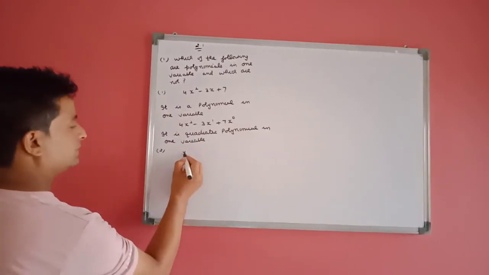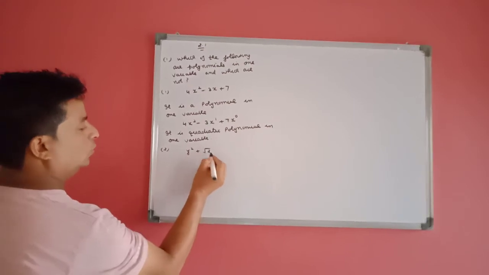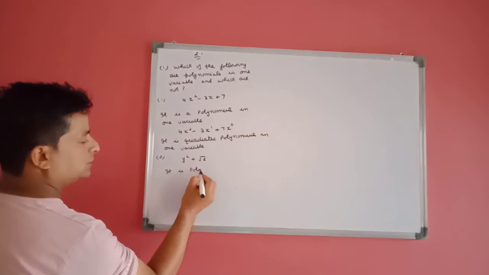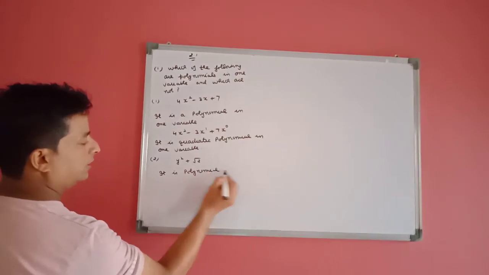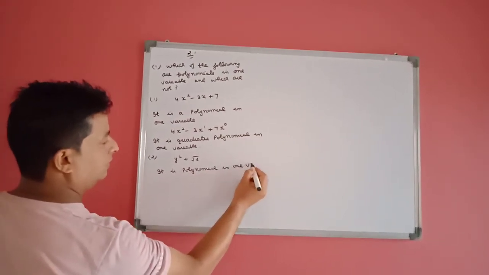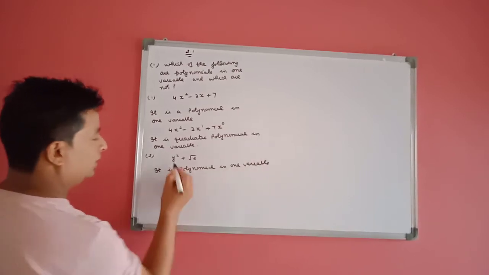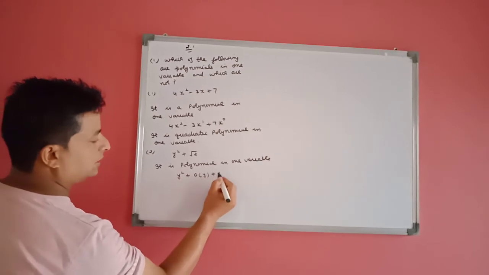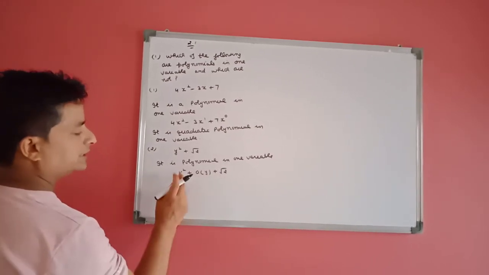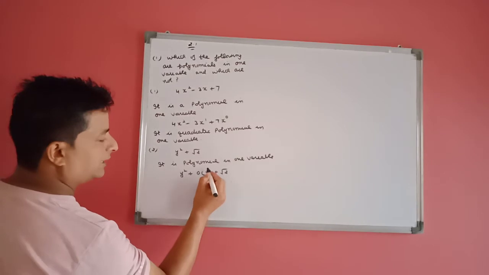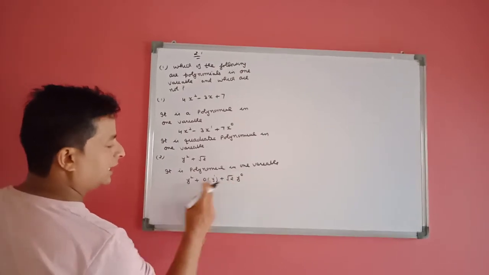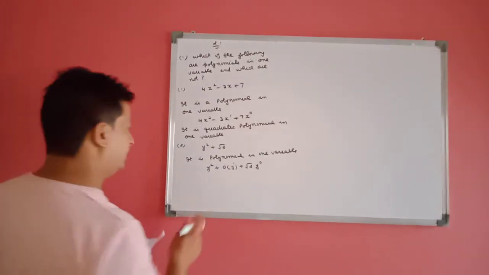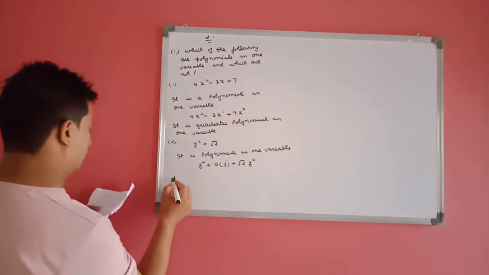The second is y square plus under root 2. It is also a polynomial in one variable. We write it as y square plus 0y plus under root 2. The exponent powers are whole numbers, so it is also a polynomial of degree 2, a quadratic polynomial.